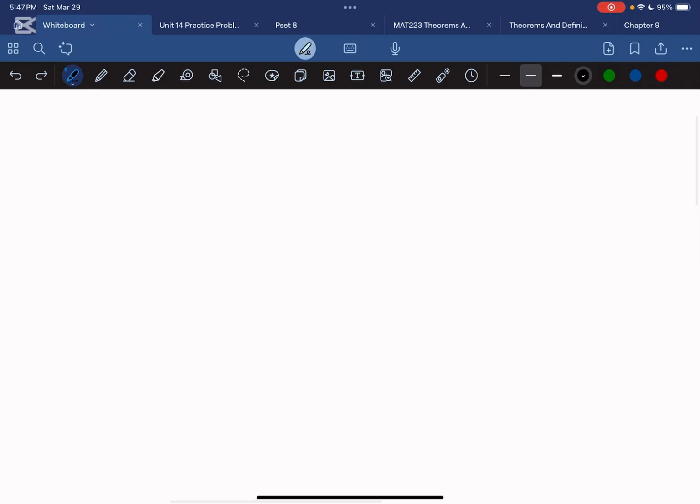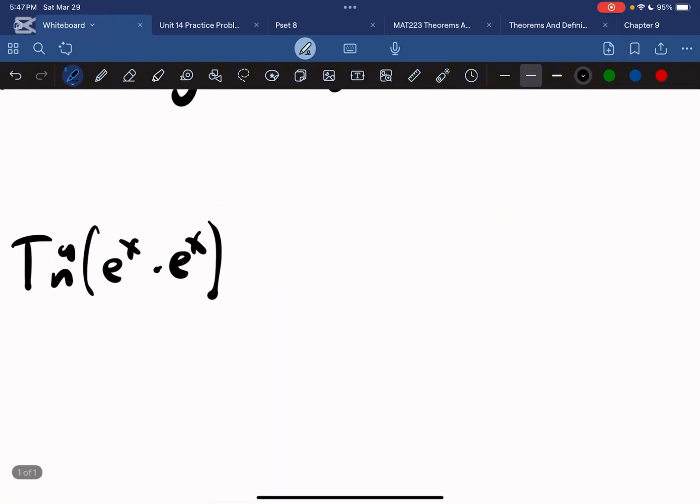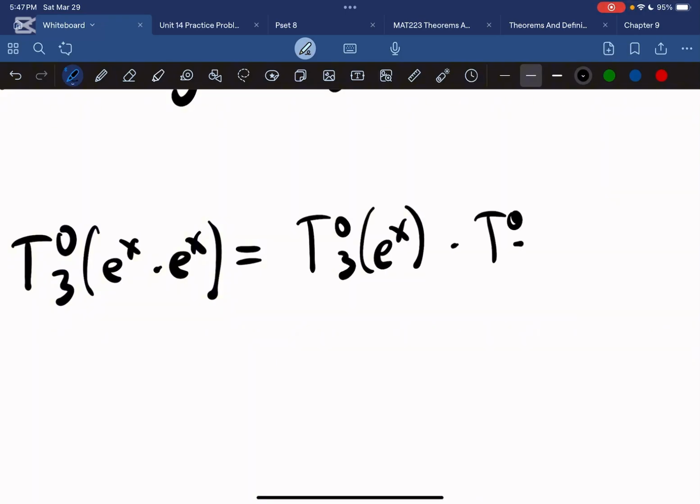Let's take the Taylor polynomial of e to the x times e to the x. Let's say we want to do that: the Taylor polynomial of order n of e to the x times e to the x. Let's say the third one, the third Taylor polynomial centered at 0. So we know this is equal to T_3 of e to the x times T_3 of e to the x.